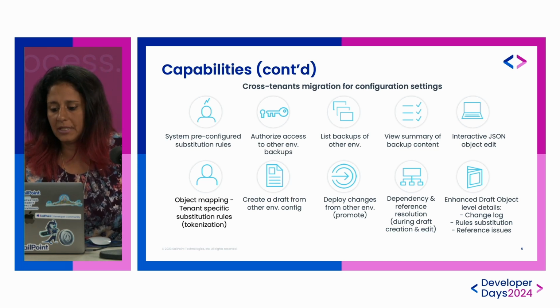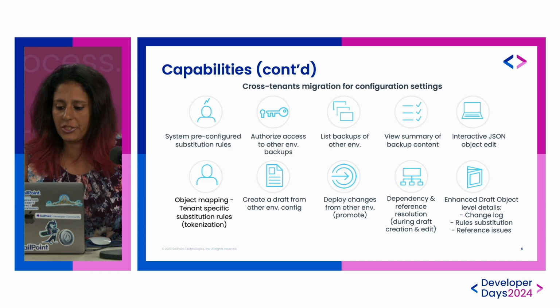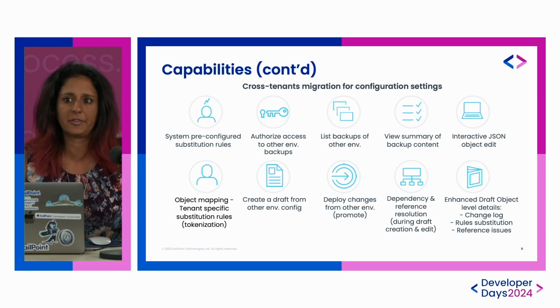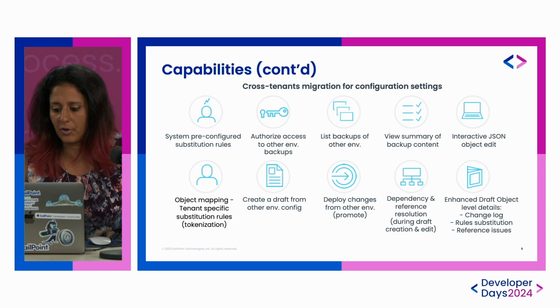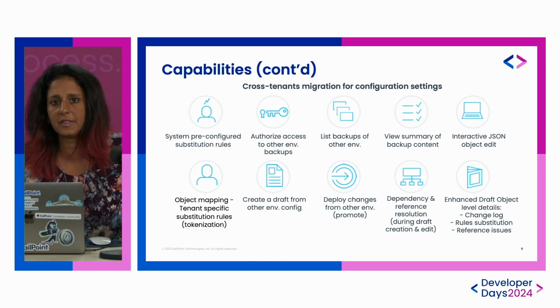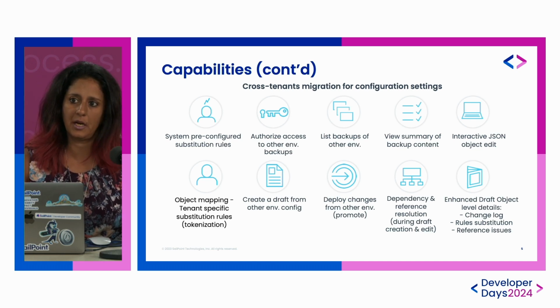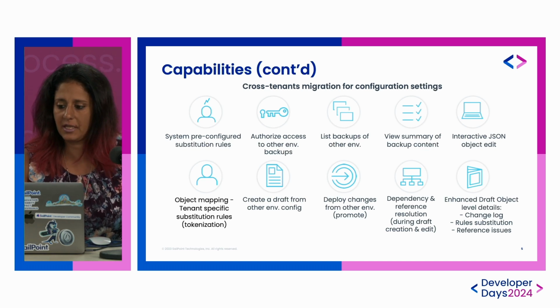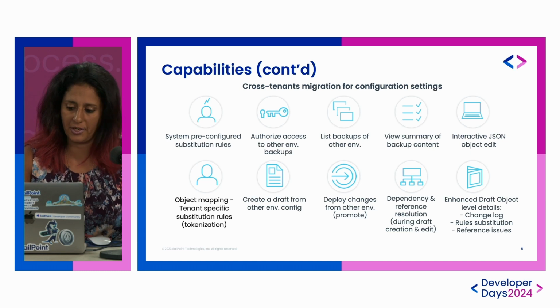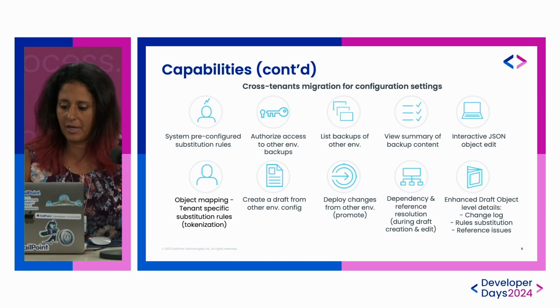All that with a built-in internal logic that resolves references and dependencies and makes it much easier when migrating between environments, because as you know, IDs are different between environments. So Configuration Hub knows to resolve those and substitute them. And so when creating the draft, it is already prepared and using the IDs and referenced objects from the target tenant, target environment.